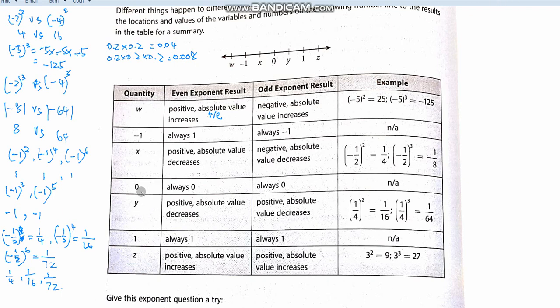Okay, the next one, if the base is 0, very straightforward. 0, let's say minus 2 versus, oh sorry, 2, let's say 4. 0 times 0 is still 0. If I put a power of 4, 0 times 0 times 0 is still 0.